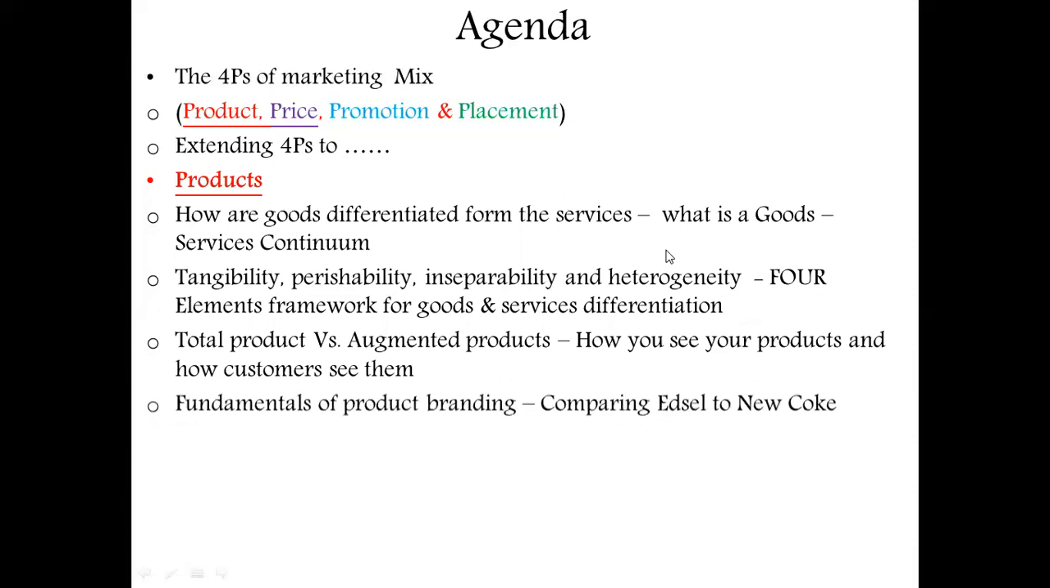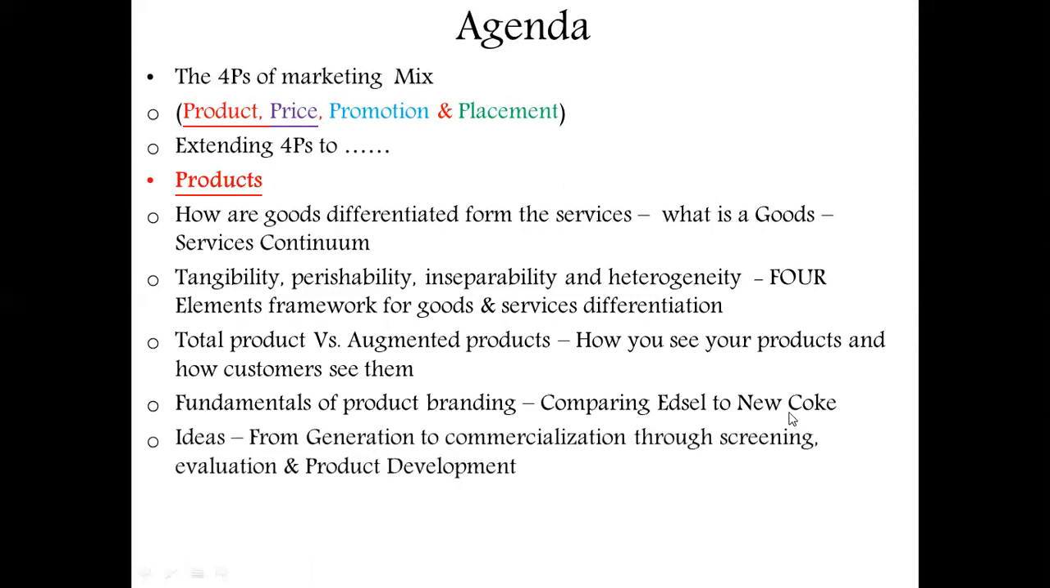and what are the fundamentals of product branding, and we'll try and explain this through an example from the US market, that is Edsel, which was a Ford car brand, and the experiment which Coke did by introducing New Coke. And we'll see how ideas actually are developed from generation to commercialization through screening, evaluation, and product development.